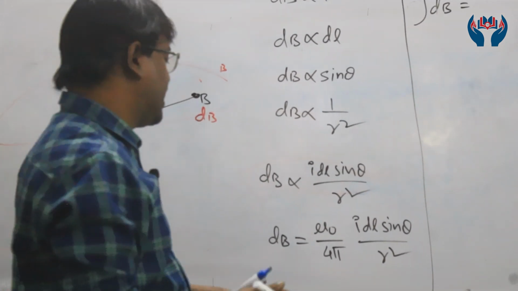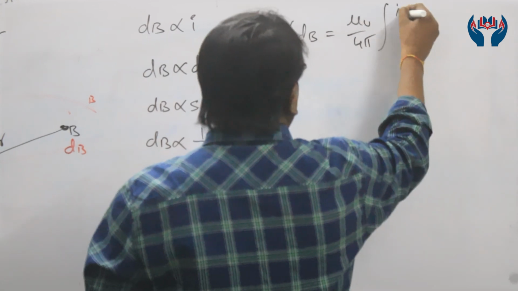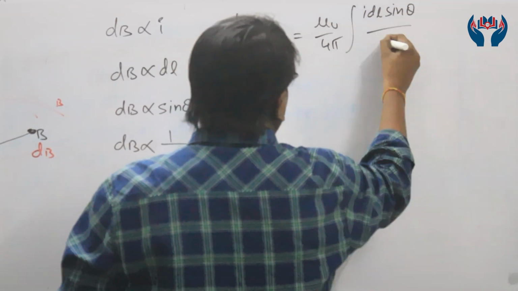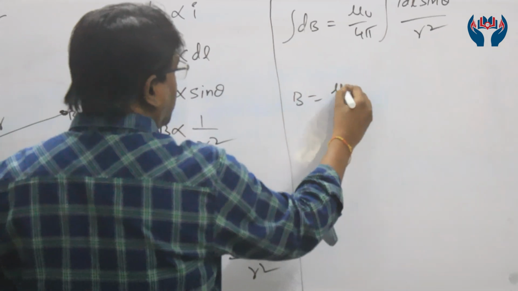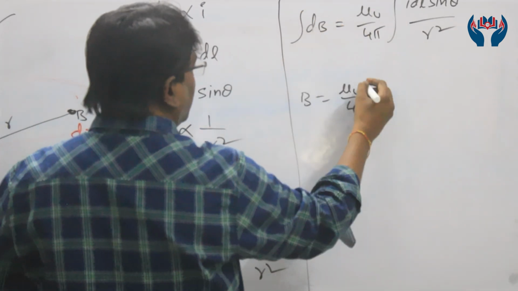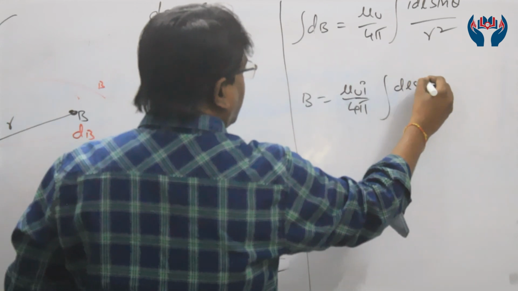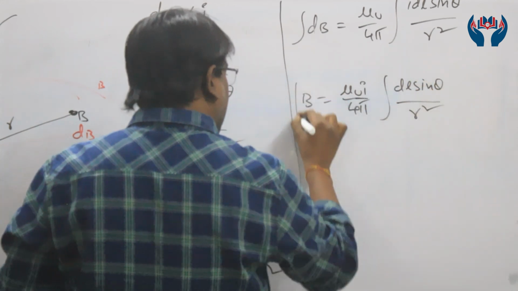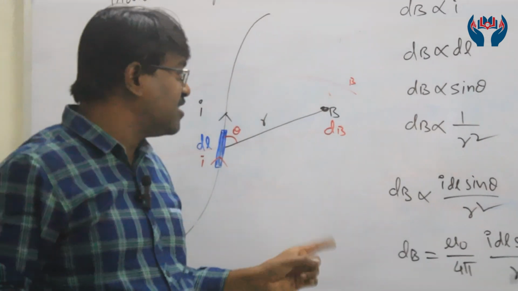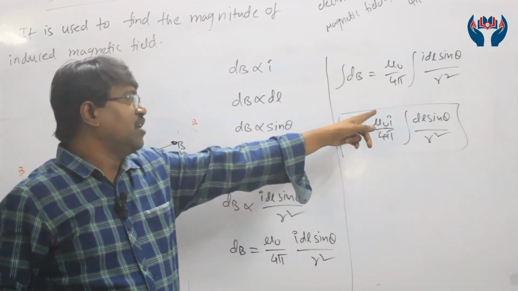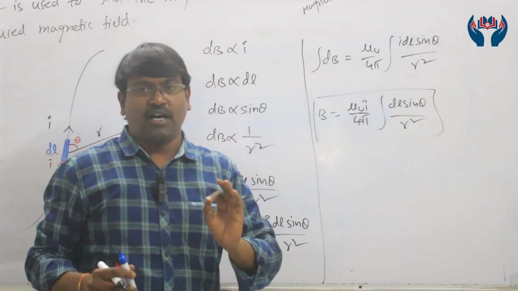So integrate both sides: integral dB equals mu naught by 4 pi integral I dl sin theta by r square. Integral dB gives B. I we can write outside also. Mu naught by 4 pi, I dl sin theta by r square. So what is the magnetic field at a distance r from the current carrying conductor? That is B equals mu naught I by 4 pi into dl sin theta by r square.